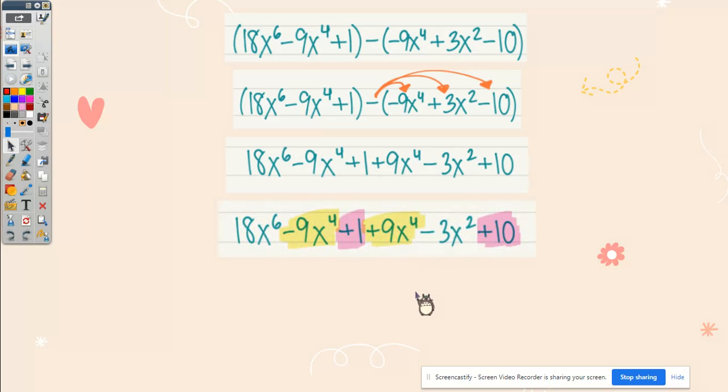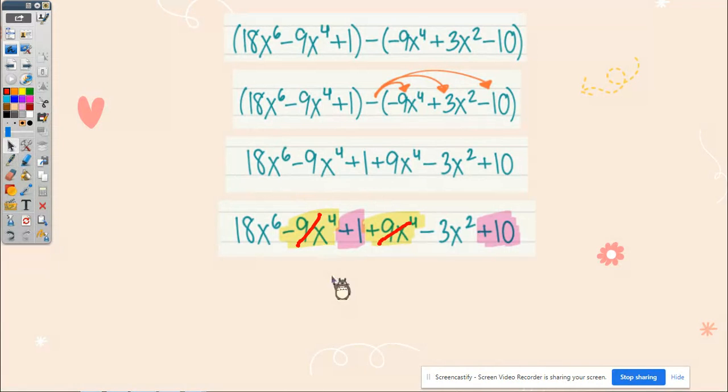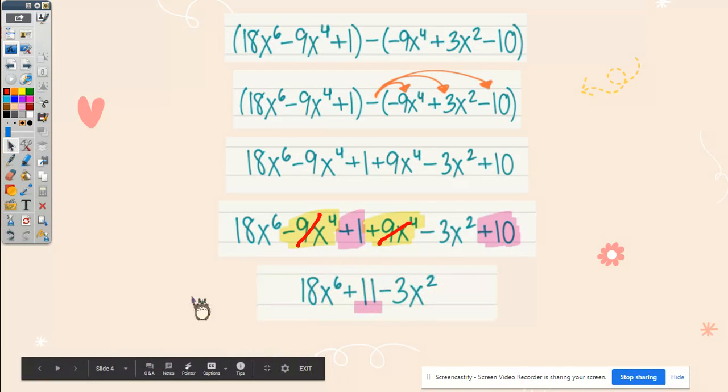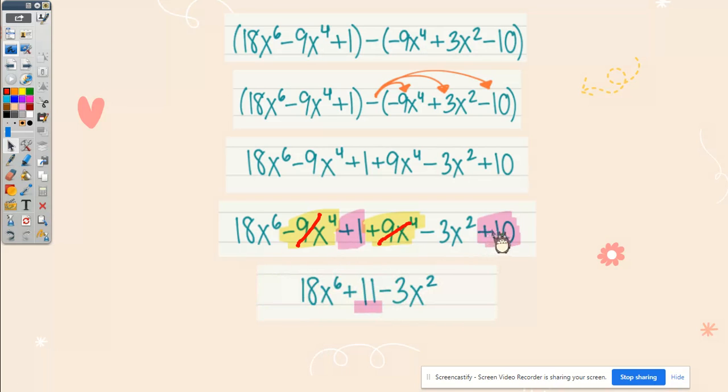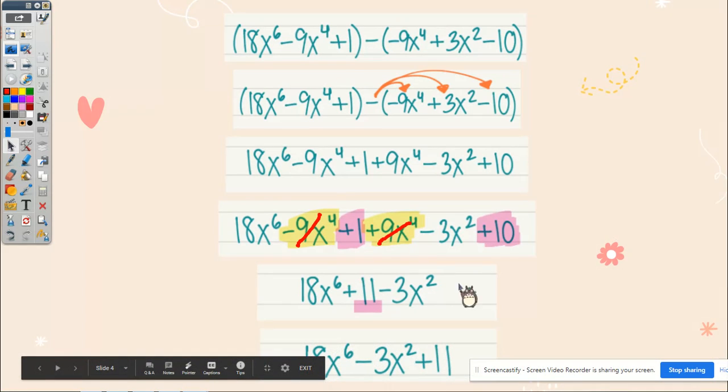Now you're ready to highlight whatever you can combine. So I'm going to be able to combine -9x to the 4th power and positive 9x to the 4th power, which happens to cancel actually because they're the same value, opposite signs, and +1 and 10. So then if I combine the 1 and the 10, you get 11. I left the 18x to the 6th power by itself and the -3x squared by itself because it didn't have a partner. And then you rearrange it based on degree.